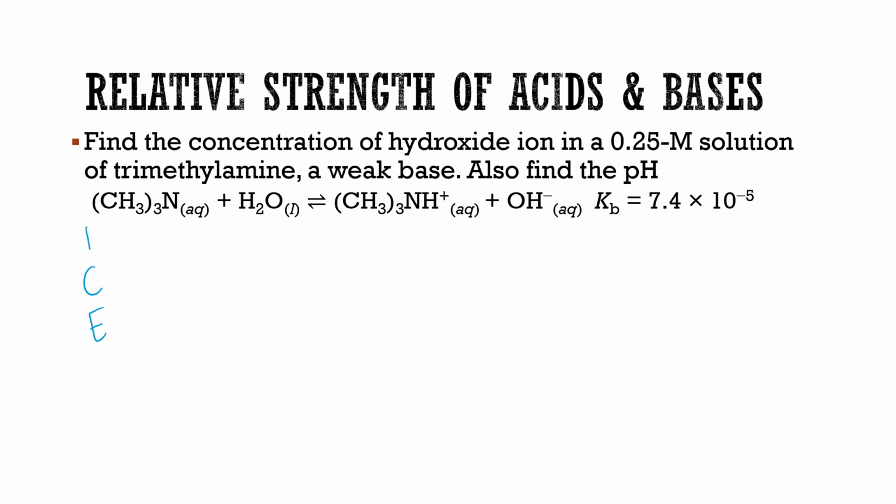All right, this asks me to find the concentration of the hydroxide ion in a 0.25 molar solution of trimethylamine, a weak base. Also find the pH. The only difference in this problem and the last problem is we're working with a base now. So we're creating hydroxide, and then we're given Kb. I'm asked to find the pH. So what I'm going to have to do is figure out the concentration of hydroxide, which is going to give me pOH, and then do 14 minus that to get pH. So I just have to do an extra step.